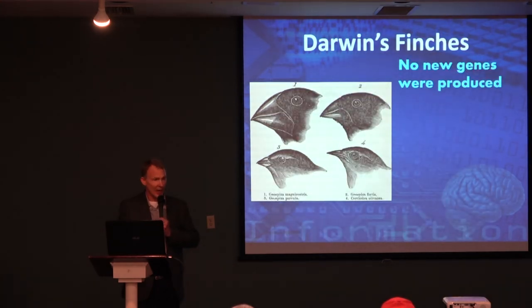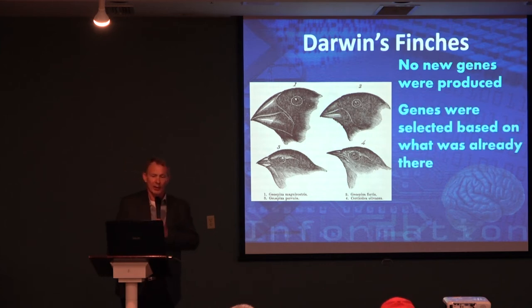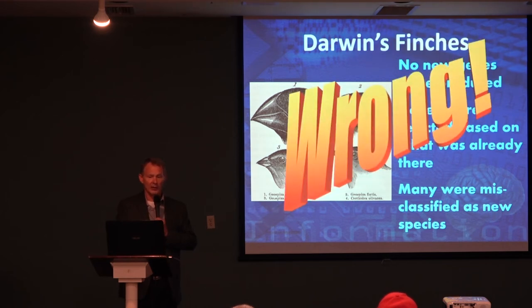But again, this is adaptation, not evolution. No new genes were produced. It has nothing to do with new genes and new information. It's just, again, choosing from the existing genetic information that these finches already had. It was later discovered, too, that Darwin misclassified many of these birds as new species, when in fact they were just variations of the finch. And so this also demonstrates how quickly variation can occur in a species. So again, Darwin was wrong.